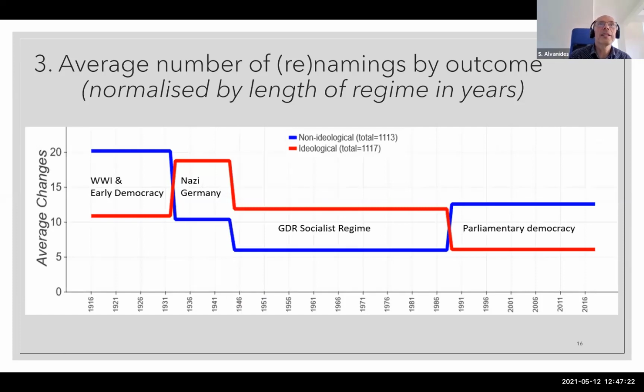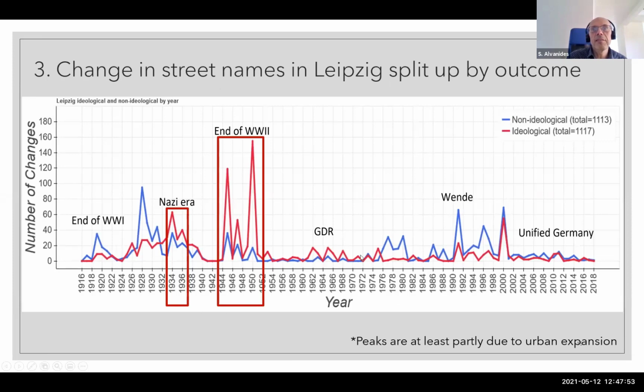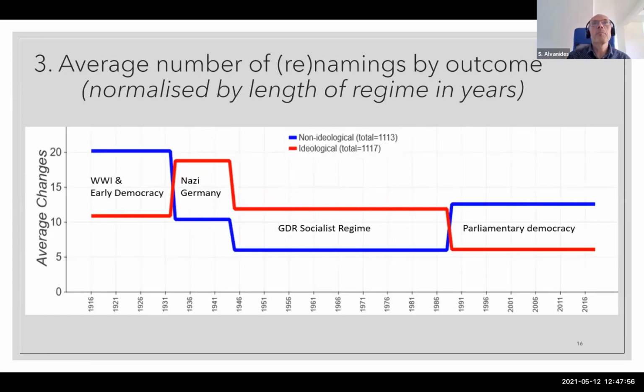Before I move on to that, we need, of course, to make adjustments for the number of years. So what I have done here is I have averaged the ideology and non-ideology by the length of these regimes. And you can see here that during the Nazi period, on average, we had double the number of ideological changes, as well as during the very lengthy GDR, the socialist regime period, which is not so evident in this graph. But once we adjust for the number of years that this period lasted, you can see that there was also a lot of ideological change. While during the parliamentary democracy, there's this removal of ideology from the linguistic landscape of the city.